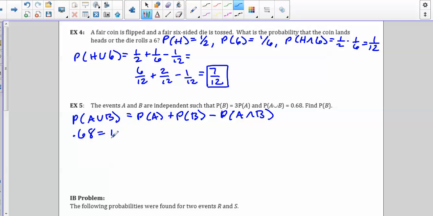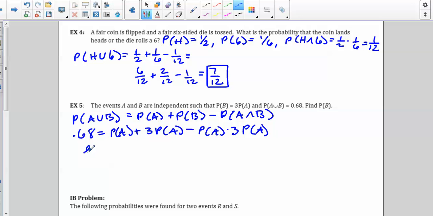So I'm going to write the probability of A, and I'm going to substitute for B 3 times the probability of A. And then the intersection would be the probability of A times the probability of B. So I'm going to have the probability of A, and instead of writing times the probability of B, I'm going to substitute again 3 times the probability of A. So now I have an equation that is looking quadratic in nature. So I'm going to do a substitution so that this is easier to deal with.